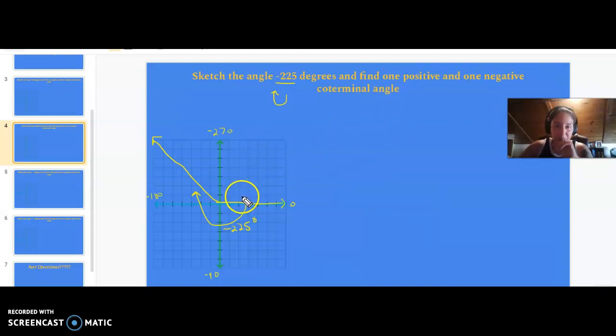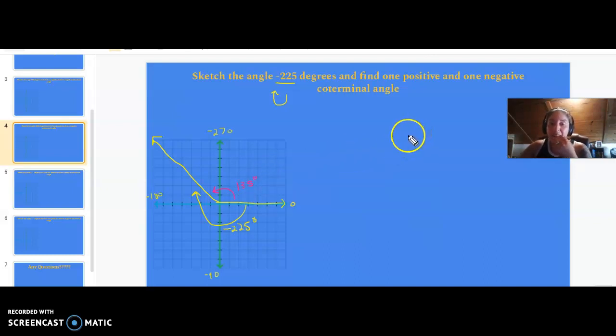Now find one positive and one negative coterminal angle. The positive coterminal angle is simply if we open it up this way, like we saw from the last example. That would be 135 degrees. So that's our positive coterminal angle.